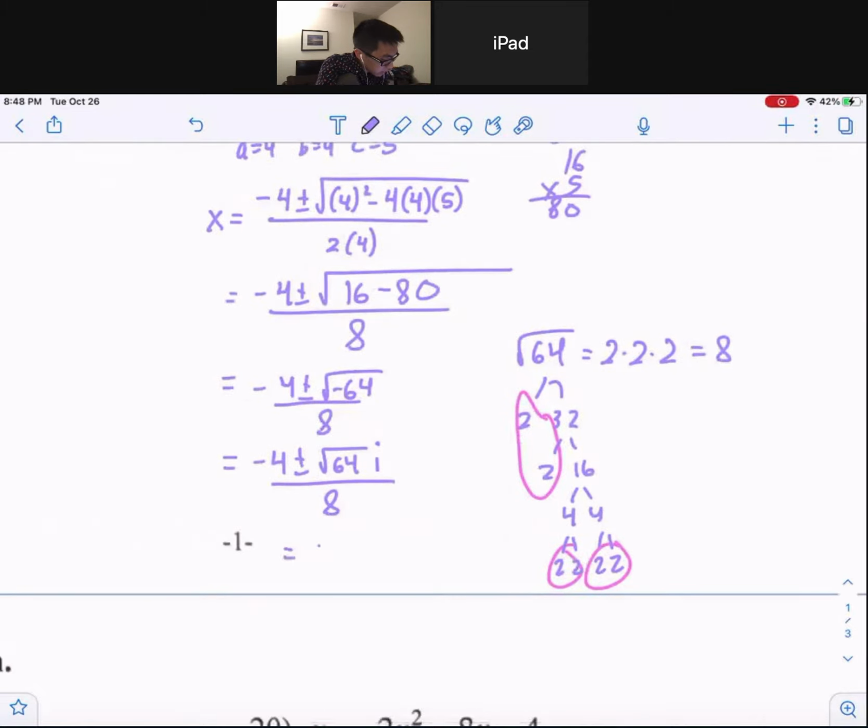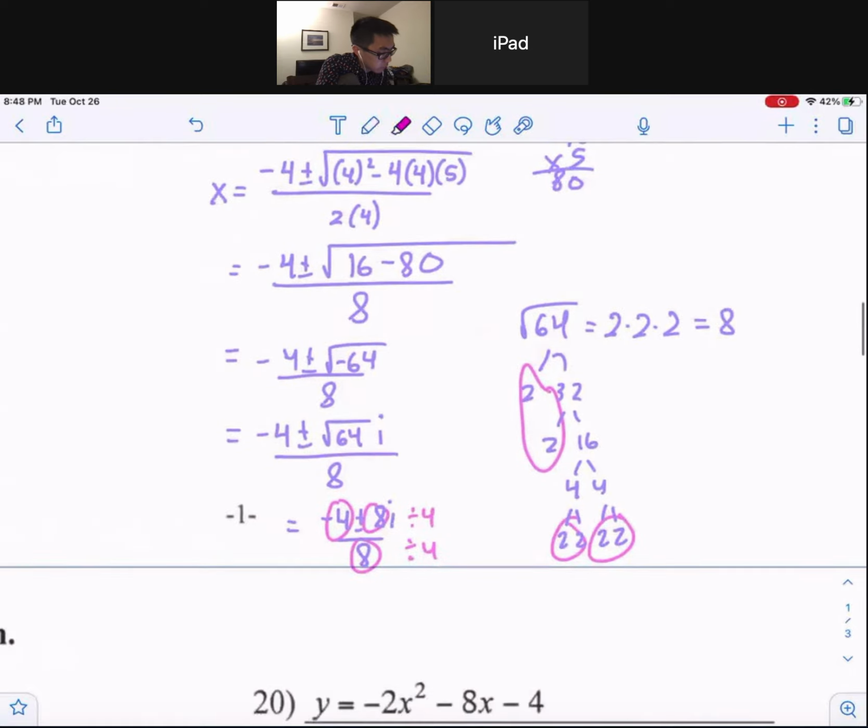Which makes sense because the square root of 64, you guys, is 8 times 8. So here we got -4 plus or minus 8i all over 8. And you guys can divide each one of these, top and bottom, by 4. -1 plus or minus 2i all over 2. And that's your guys' answer.